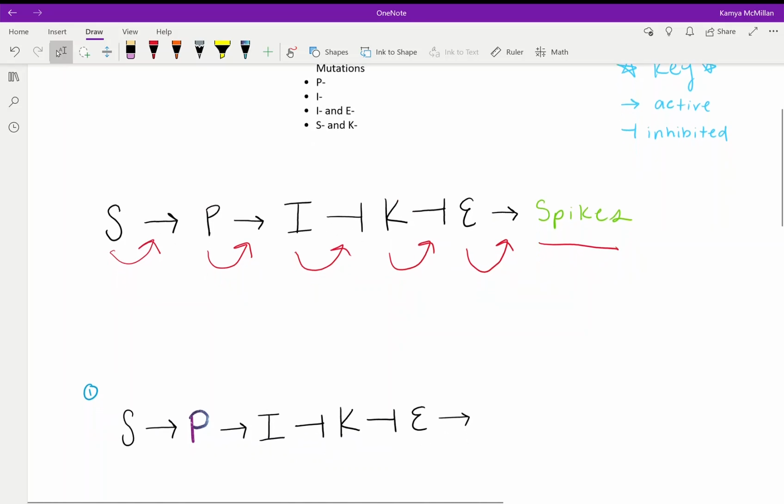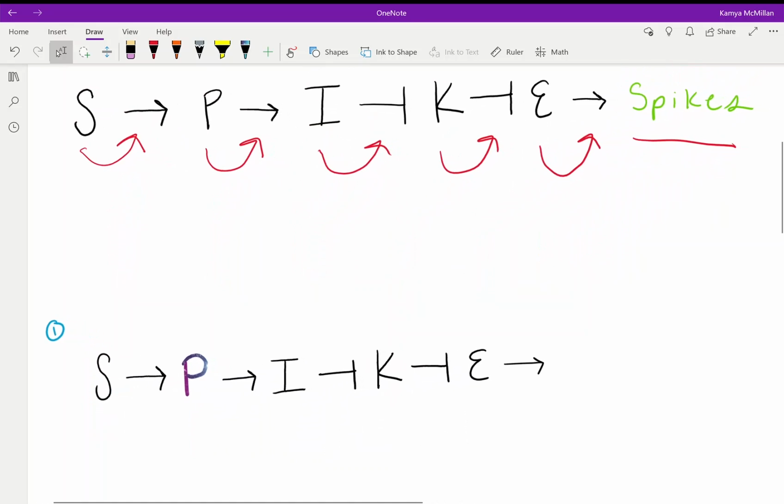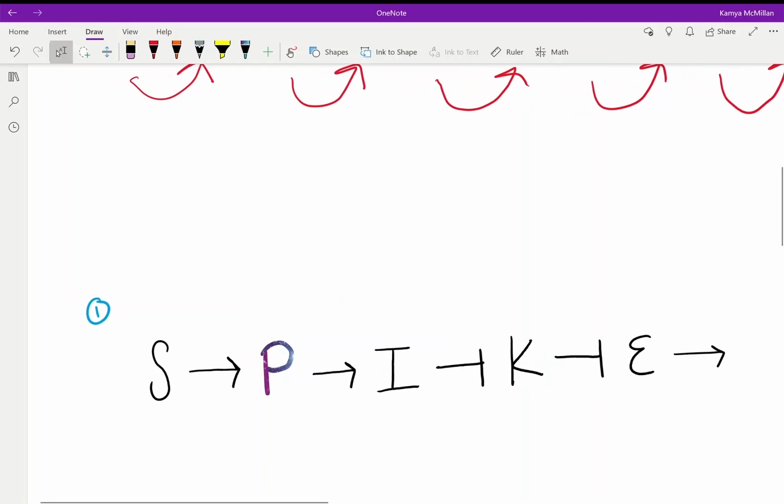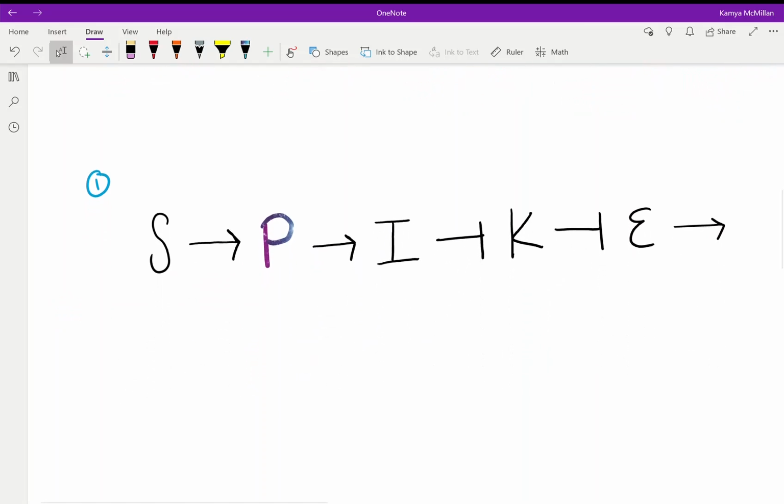Now, looking at our first mutation, the P is what is mutant. So if the P is mutated, that means that it can't be activated, so therefore I cannot be inhibited, K cannot be inhibited either, and therefore E cannot be activated, so therefore there are no spikes formed.